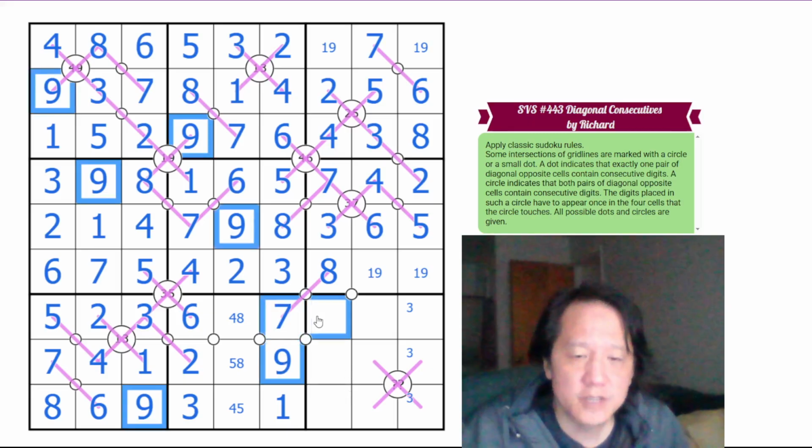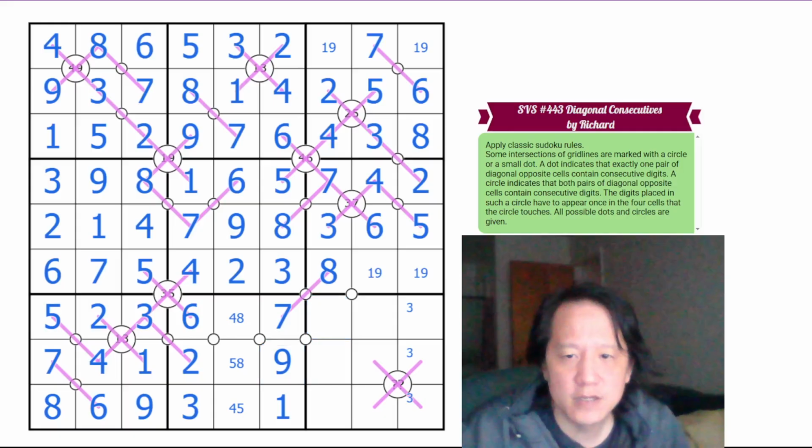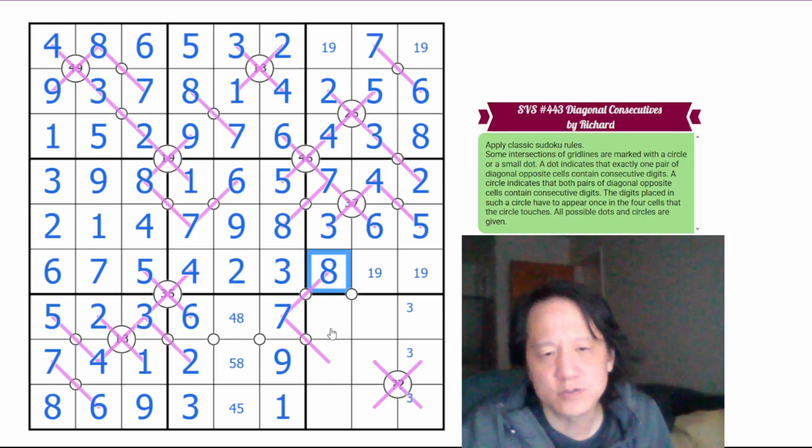9 is only consecutive with 8, so this can't be the consecutive one, so this has to be consecutive here. And it's 7 with 6 or 8. This can't be 8 again, so this must be 6.